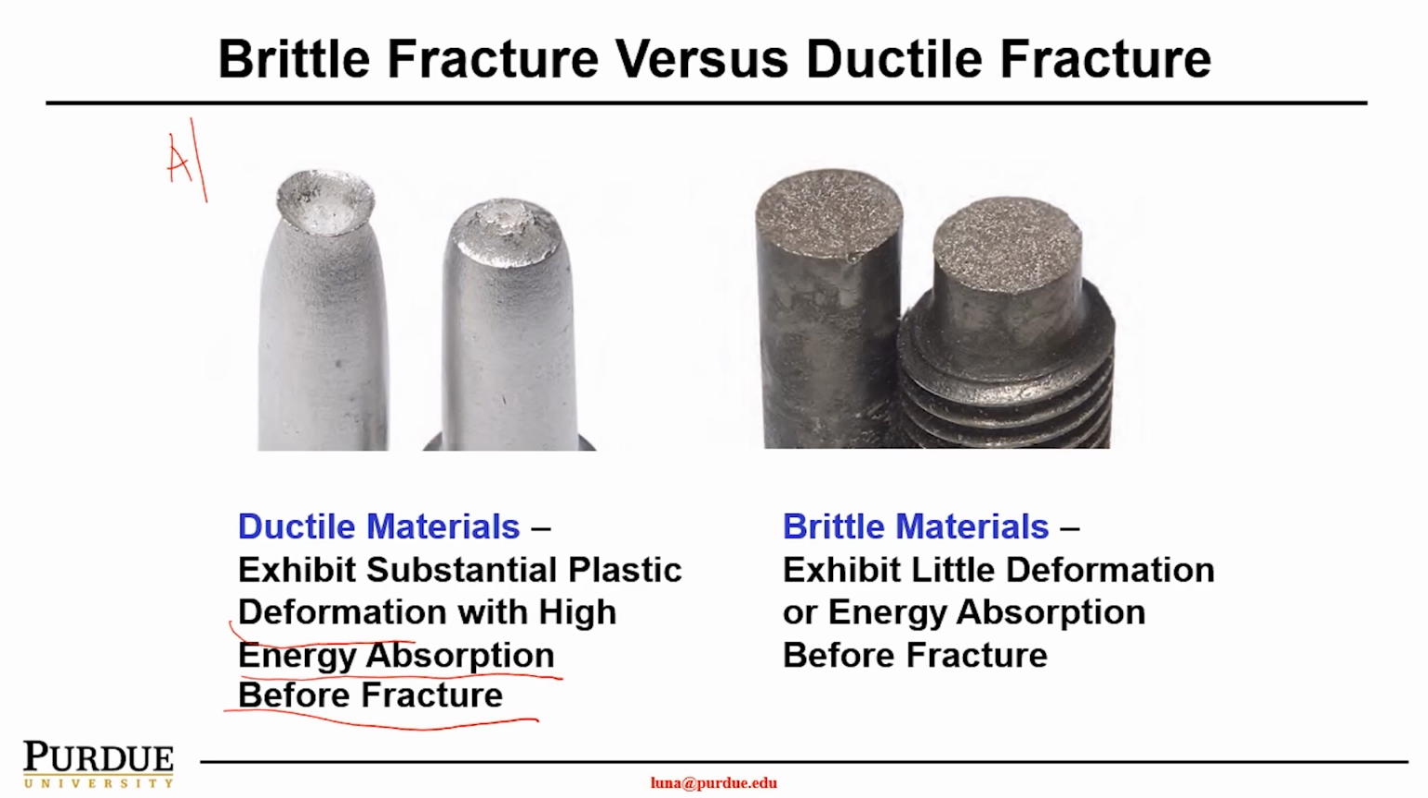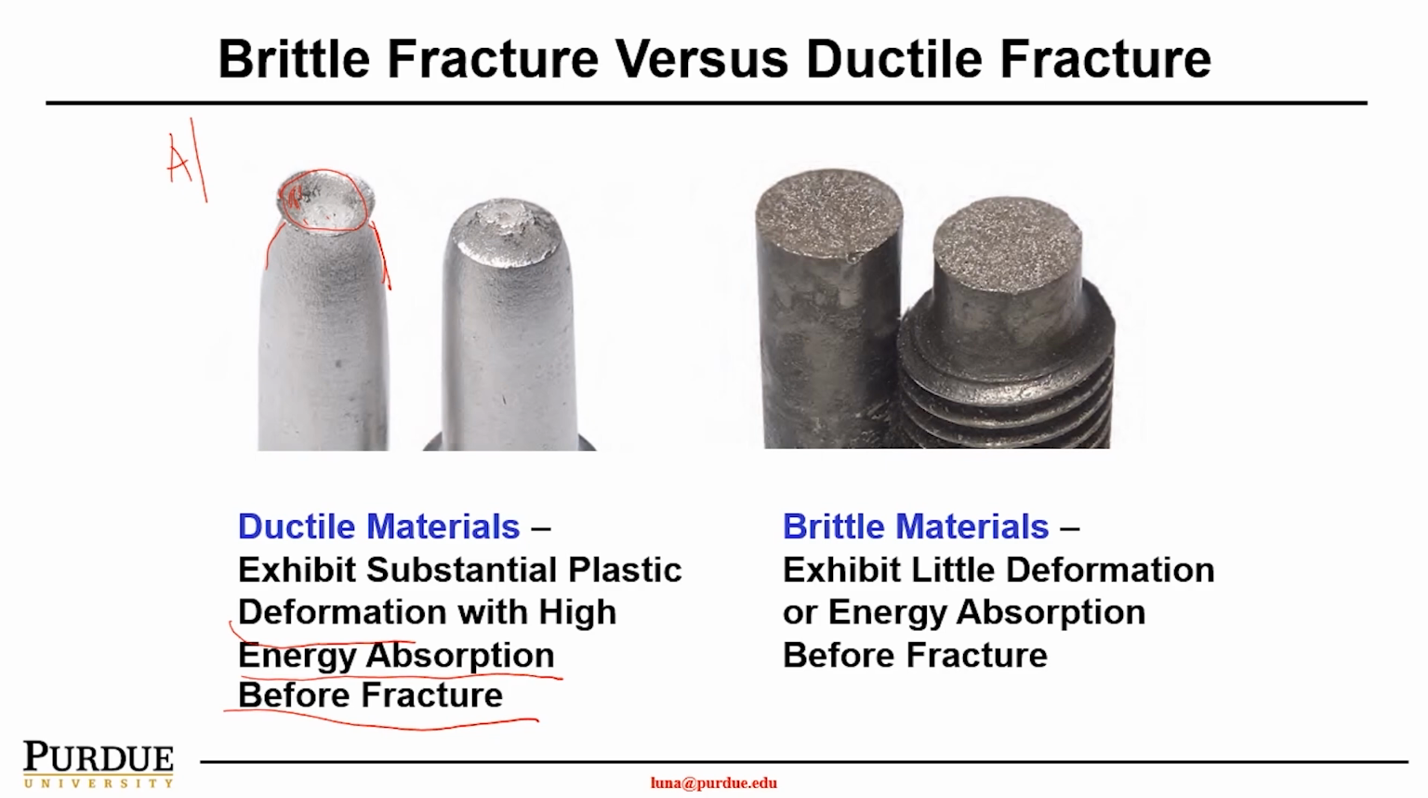As you can see, when we apply tensile stress, there is a substantial neck developed in this area. And the fracture surface is not flat, but rather a little cup shape. So here it's kind of like a cup shape, a little concave. Therefore it has substantial energy absorption.